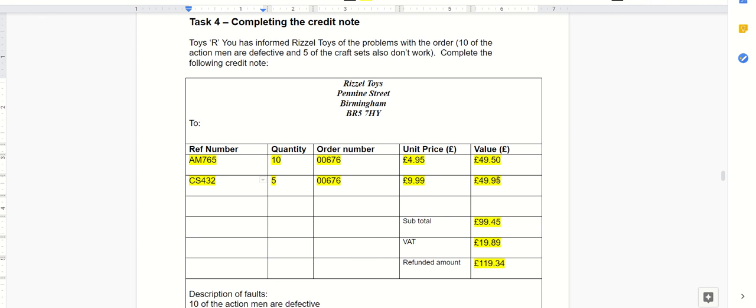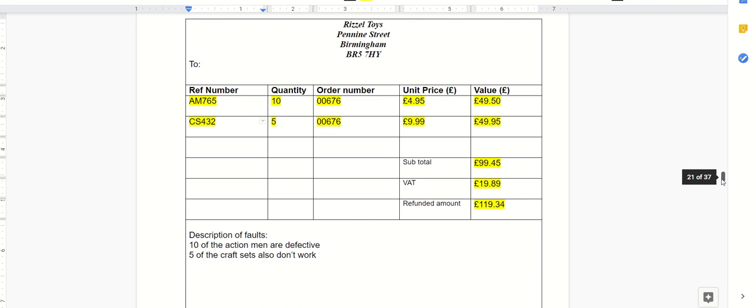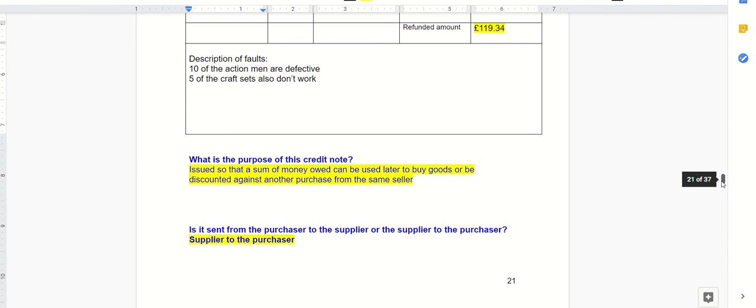It's the same thing again. Subtotal worked out by adding these two numbers together. VAT worked out by multiplying this number by 0.2, which is representative of 20%, and a refunded amount, which is the VAT plus the subtotal. And that is your credit note. What's the purpose of it? So that a sum of money owed can be used later to buy goods or discounted against another purchase from the same seller, and it's sent from the supplier to the purchaser.